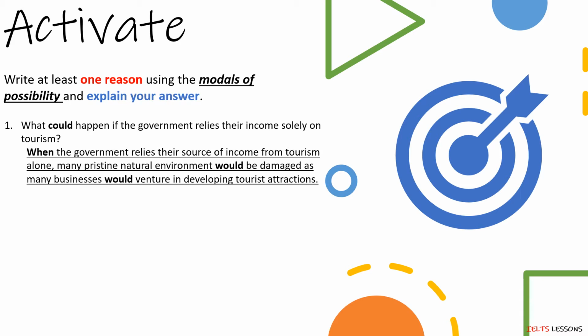Now I want you to write at least one reason using the modals of possibility and explain your answer. For example, here it says what could happen if the government relies their income solely on tourism, and the example answer here is: when the government relies on tourism alone as its source of income, many pristine natural environments would be damaged, as many businesses would venture into developing tourist attractions.